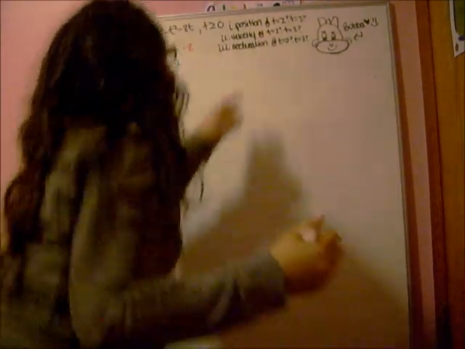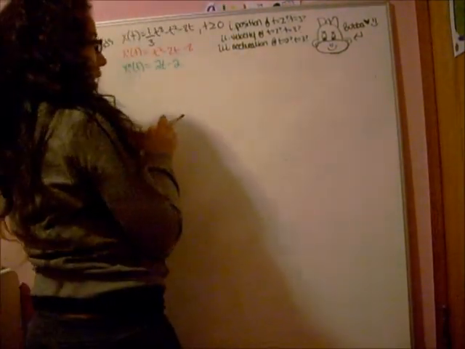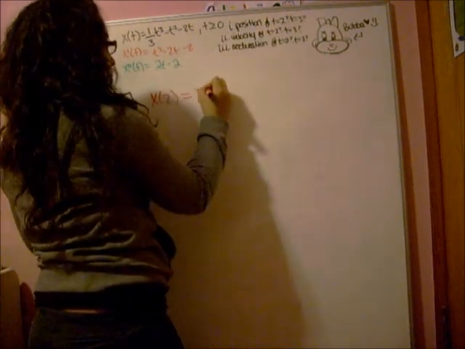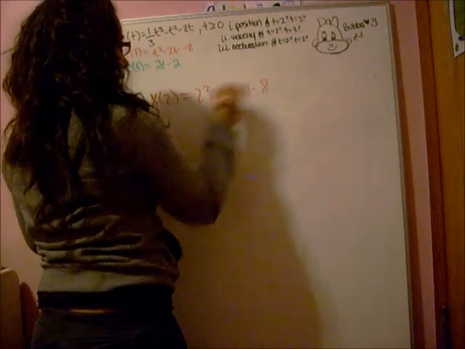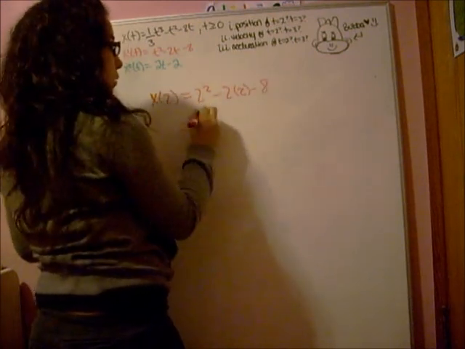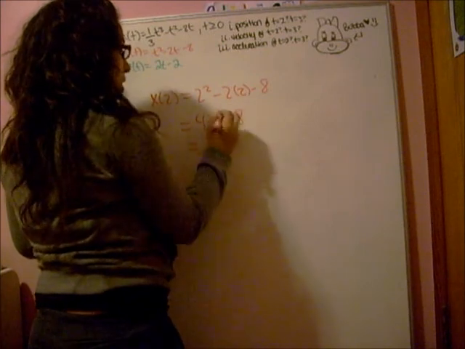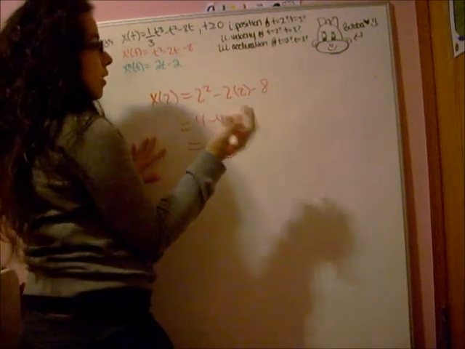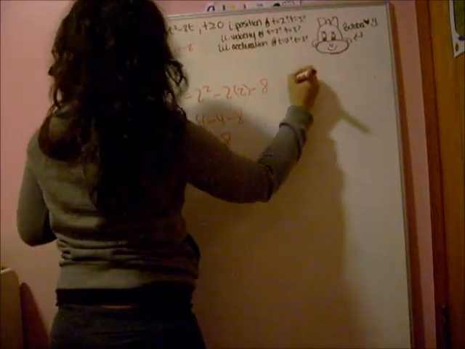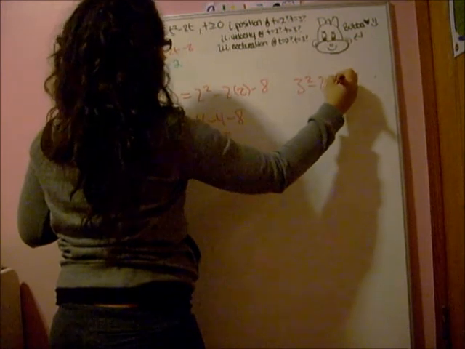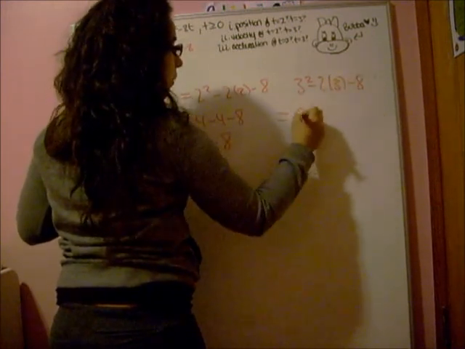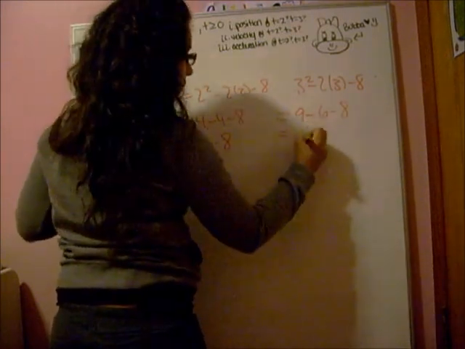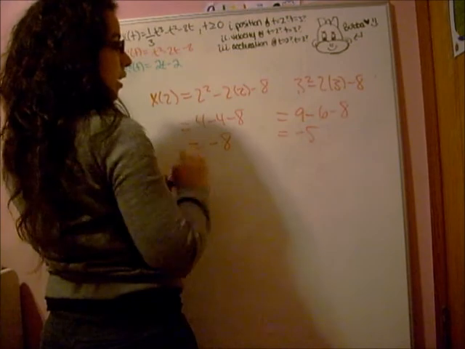Okay, so now we're going to try to find the velocity, and we're going to use the red equation because that's the velocity equation. So you plug in 2 into the equation, so v of 2 is 2 squared minus 2 times 2 minus 8. If we simplify this, 2 squared is 4, minus 4, minus 8, which is ultimately negative 8. So the velocity is negative 8 at t equals 2. Now at t equals 3, it's 3 squared minus 2 times 3 minus 8, which simplifies into 9 minus 6 minus 8, which is negative 5. So at t equals 3, the velocity is negative 5.